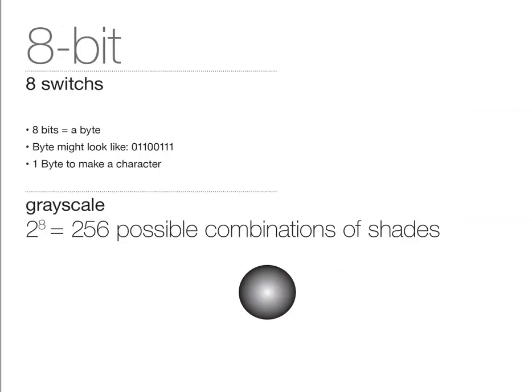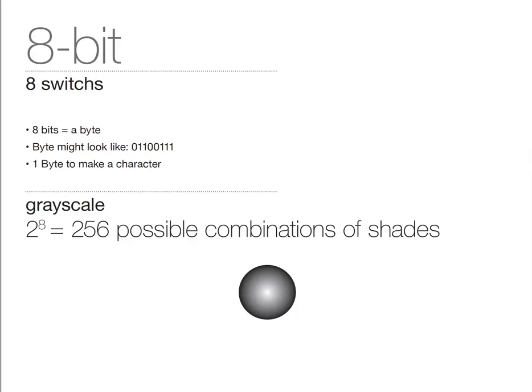When you talk about 8-bit graphics, think about the fact that there are 8 different switches that you can combine with ones and zeros to get different kinds of grayscale information. 8 bits of information equals a byte. An example of what a byte might look like is shown here. It takes at least 1 byte to make 1 character.